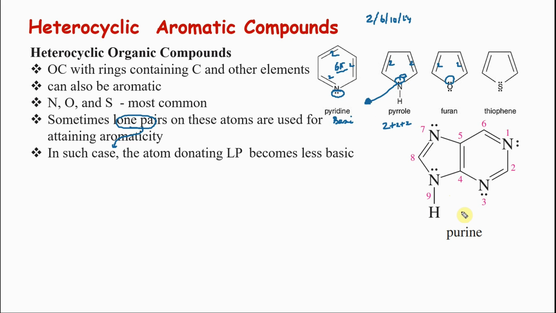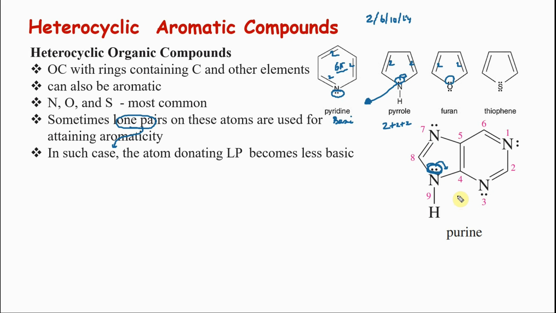Okay, I put purine here because purine is something you are going to see later, purine and pyrimidine bases. Now in this purine, if you count 2, 4, 6, 7, 8, I need 2 more. So this nitrogen can donate a lone pair. So this nitrogen is going to donate. So it is going to be aromatic.